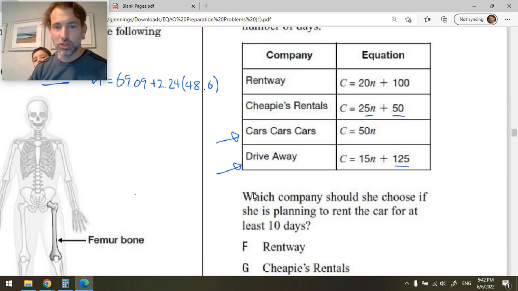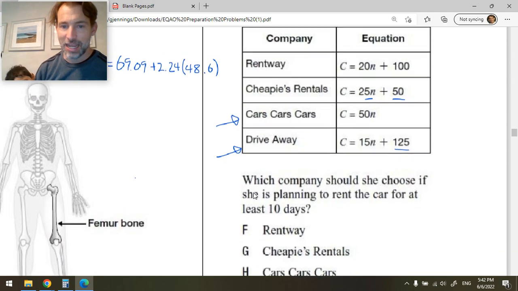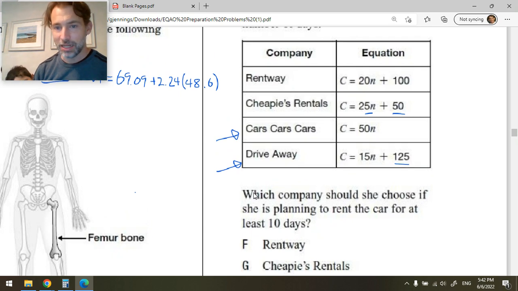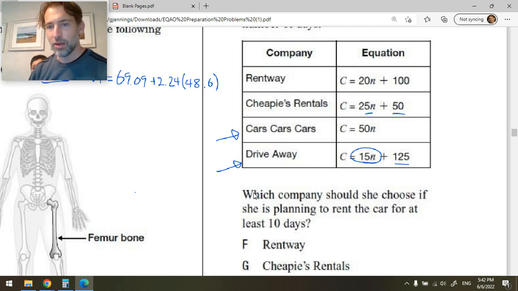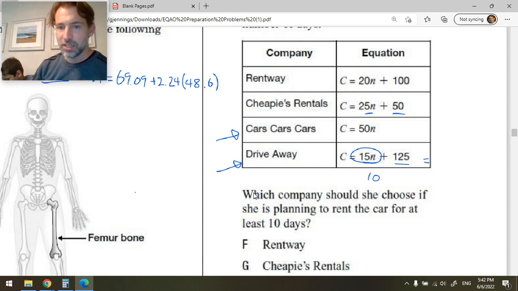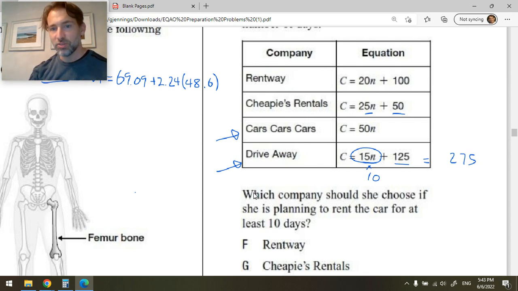Which company should she choose if she's planning to rent the car for at least 10 days? So she's going to be renting it for at least 10 days. Okay, so let's compare. Drive Away, I think, might be a good candidate, because Drive Away is going to have the lowest cost per day, but then it's got this flat fee up here. So if I just input 10 for N, that one is going to equal 15 times 10 is 150 plus 125 is $275. And then Cheapies Rentals, that would be 250 plus 50, that would be 300. And this one would also be 300. So Drive Away is the best.